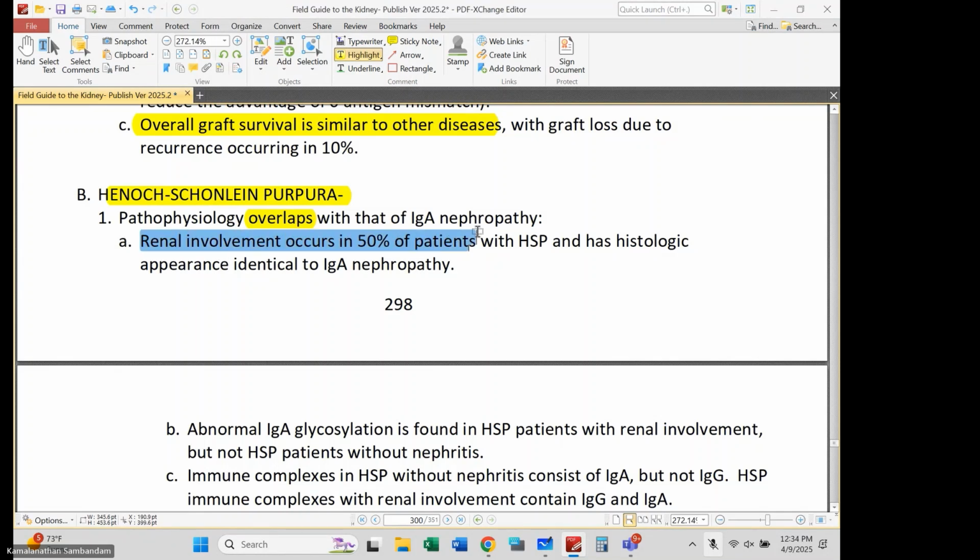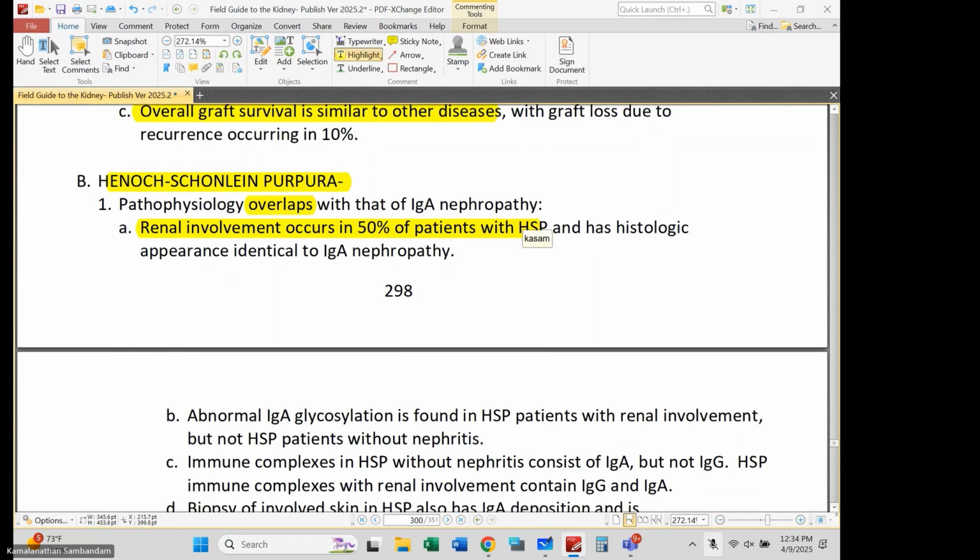Renal involvement occurs in roughly 50% of patients with HSP. So what are the other 50% of patients with HSP? Those are the folks presenting with the classic purpura in the lower extremities, diarrhea with cramping abdominal pain and hematochezia, or joint pains. Those are the classic presentations of HSP. So 50% of those patients are having renal involvement. And then the histology is largely indistinguishable from IgA nephropathy.